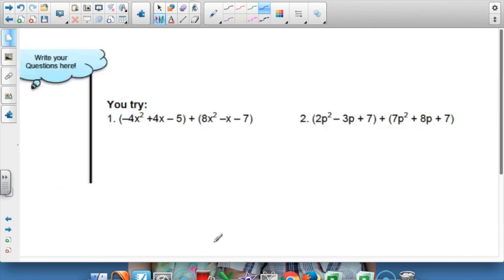All right, you go ahead and try some. I know these look more complicated because there's more, but remember, you're just putting your x squared with your x squared because those are like terms. You're putting your x with your x and your constant with your constant, and same thing over here.